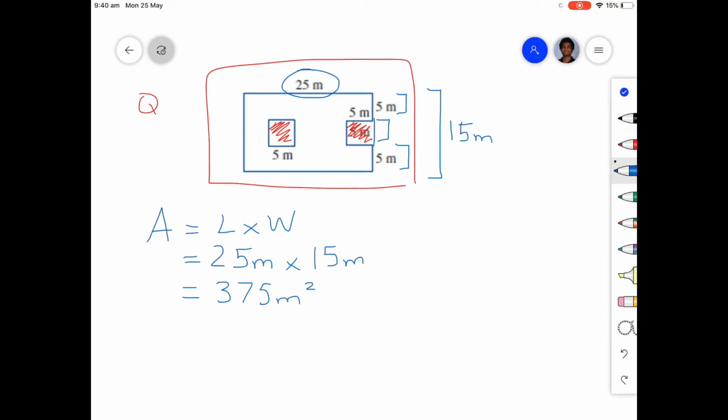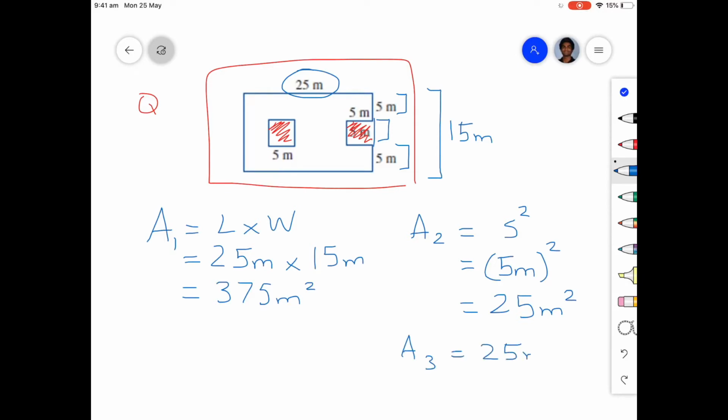Now our next step is to subtract the area of these 2 red sections. And as we can see, they are both squares with sides of 5 meters. So if we call this first shape area 1, which was the rectangle, we can work out area 2 by using our square formula. And our square formula is side squared. We know that the side of one of those squares is 5 meters, and so our answer will be 5 meters squared, which is 5 times 5, therefore 25 meters squared. Now that's area 2, but it's also area 3, because that third shape is exactly the same. And so we can just simply write area 3 is also 25 meters squared.